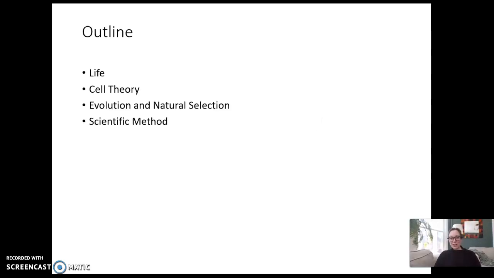The chapter in the Hufnagel textbook is organized with an overview of what is life and what is biology to start out. We'll talk about the properties of life in that. I'll further talk about the cell theory embedded in one of those. It's an important idea in biology. And we'll also discuss evolution and natural selection and the scientific method.